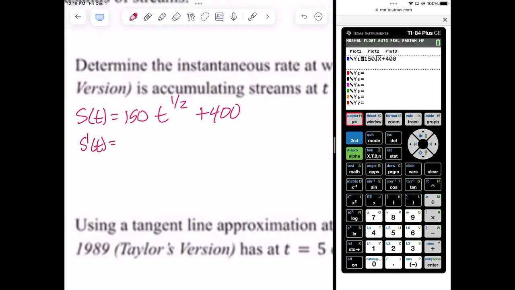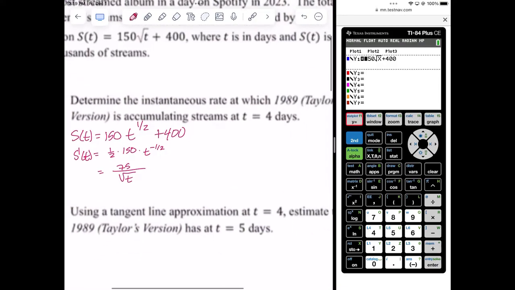So now S prime of t is going to be 1/2 times 150 times t to the negative 1/2, plus 0. If I clean that up, half of 150 is 75, all over the square root of t. 75 over the square root of t is the first derivative. Now we'll shift gears. S prime of 4 is going to be 75 all over the square root of 4, which is an exact answer, right? If we are taking a quiz or a free response, we would stop there.